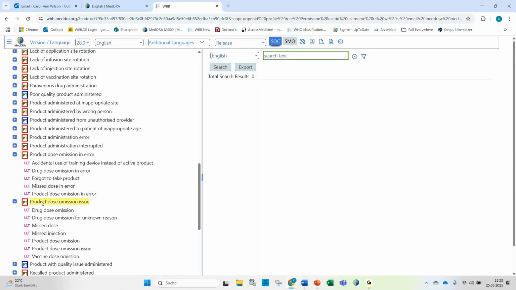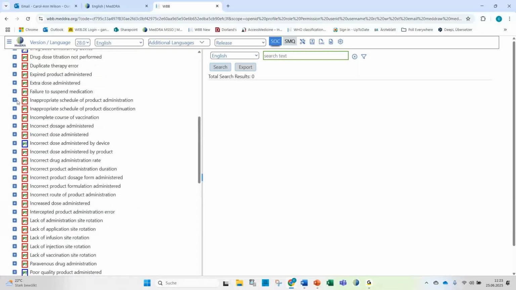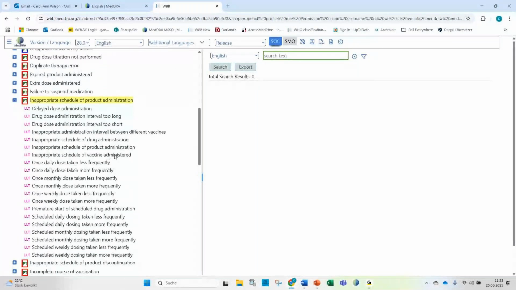Now, what about the inappropriate schedule of product administration? Let us look into it. Here we are. So we see drug dose administration interval too short, once monthly dose taken more frequently, less frequently. These should be selected when it is reported that dose omissions occur regularly or take place more often, like when a patient takes a once daily dose less frequently or more frequently. So this is not a schedule issue that was reported here.